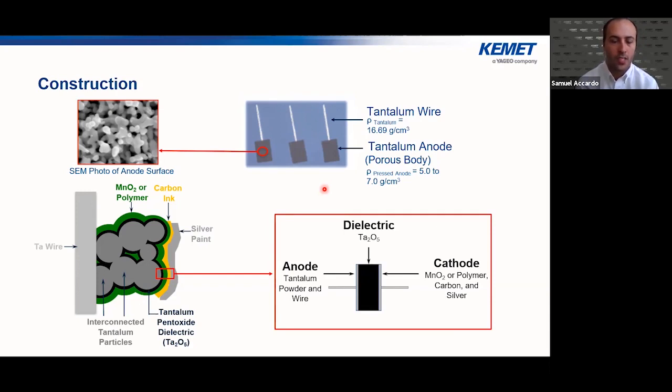Remember on one of the previous slides, I talked about the construction, which is the anode, dielectric, cathode. The left-hand side is essentially a drawing of what it could visually look like. So we have the interconnected tantalum particles, we have the dielectric, the tantalum pentoxide, and then we have the cathode material, which is either going to be the MnO2 or polymer. And we're going to get into a little bit more detail on each of these in just a minute, but just want to give you an idea of the construction of those parts.